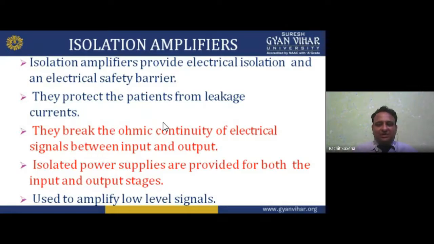That is electrical supply. If electrical supply is there, there may be some leakage current. If we want to protect the patient from leakage currents, we need this isolation amplifier, because this isolation amplifier provides electrical isolation and an electrical safety barrier. They protect the patient from leakage current. Otherwise, a shock will take place, and if the patient gets the shock, he or she will be severely affected. So, protect the patient from leakage currents.